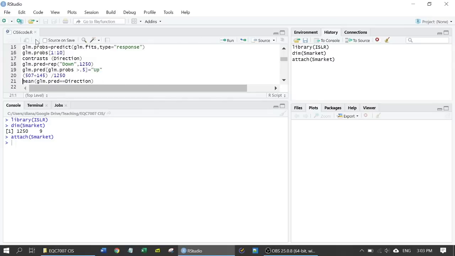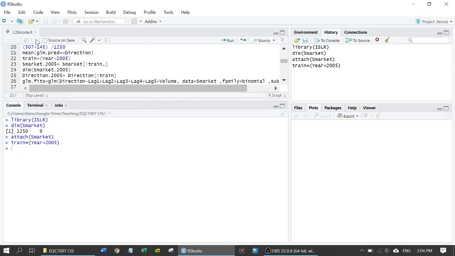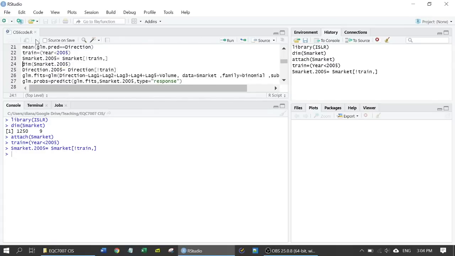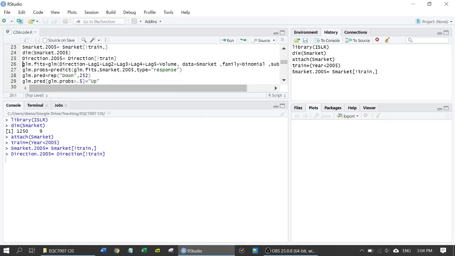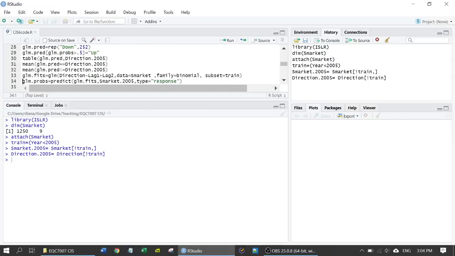Number one is I need to create train here, and create a new vector as Market.2005, which is equal to this one, which is not the training set, because Market 2005 is for the testing data sets. Because I have already explained this before, I'm not going to talk about it again. And lastly is Direction.2005, which is the actual value of the direction in the year 2005, which we chose to become the testing data set. So I think that's all for now.